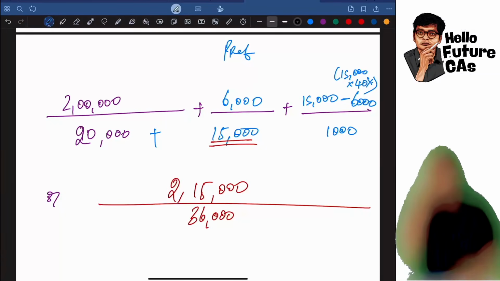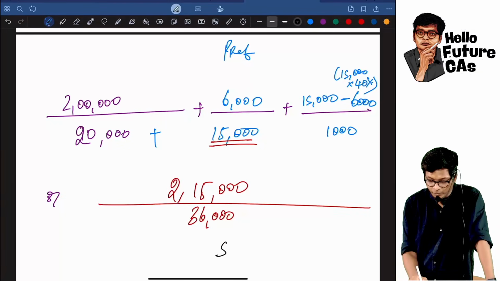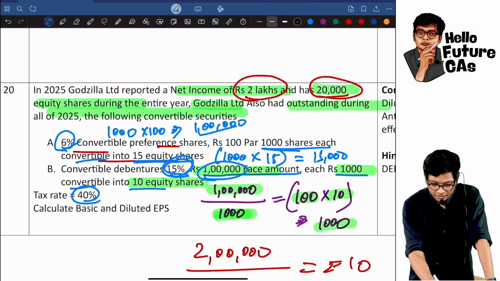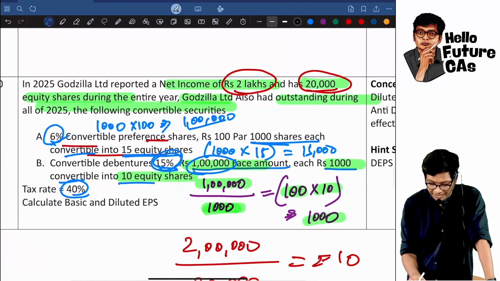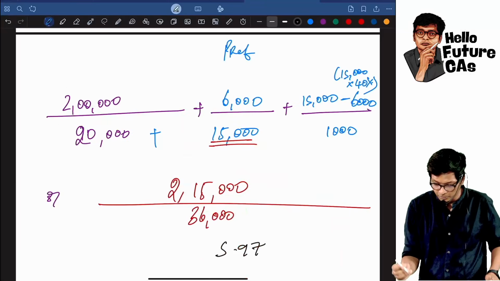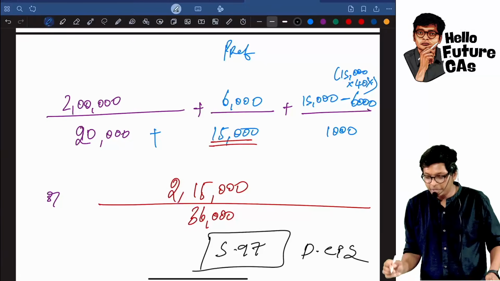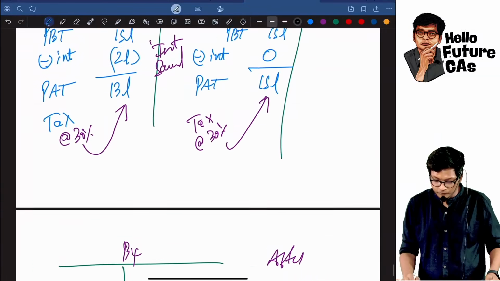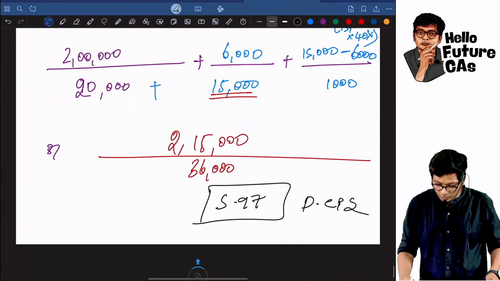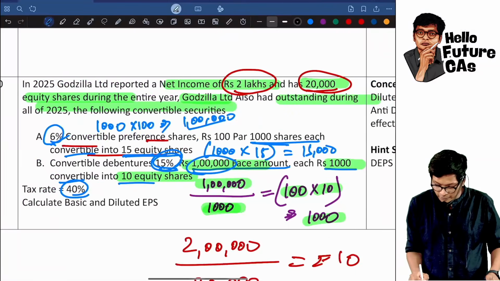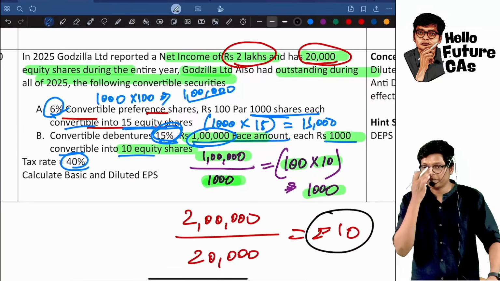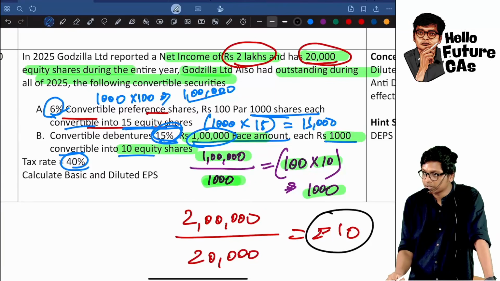What is the revised EPS, guys, now? Diluted EPS 5.97. The answer is different. I'll tell you why the answer is different, because of preference, but no worries. This will be diluted EPS and this will be basic EPS. How much we computed, guys? 10 rupees is the basic EPS. Is this clear for all of you? Okay, yes.